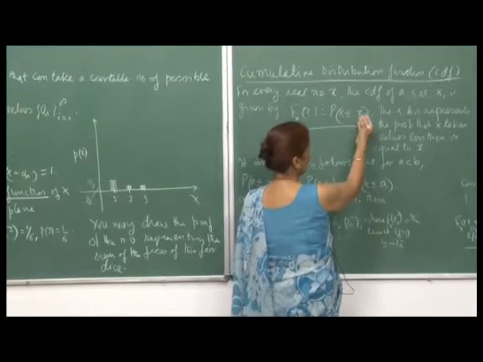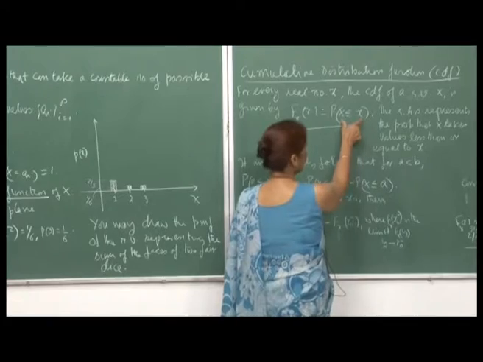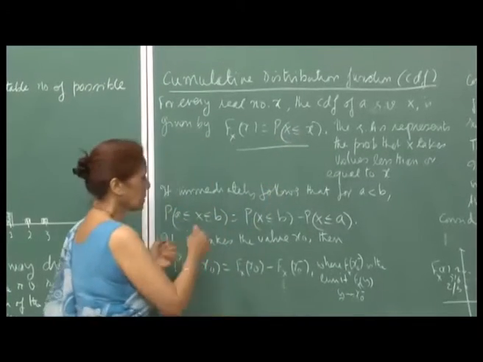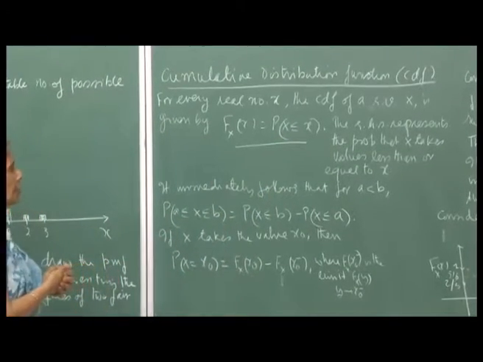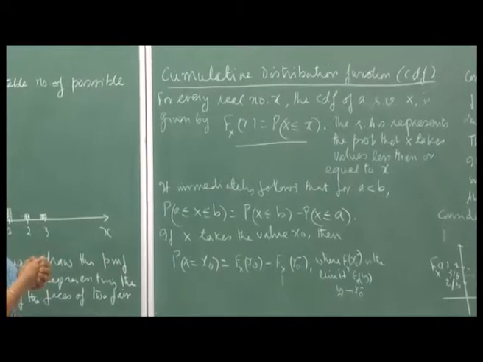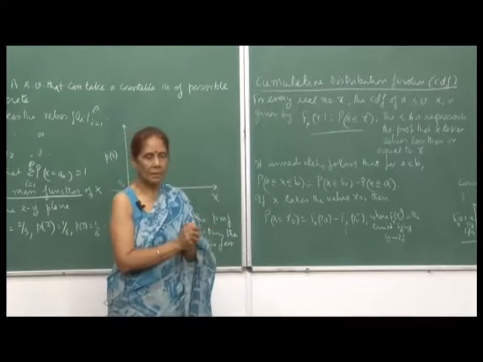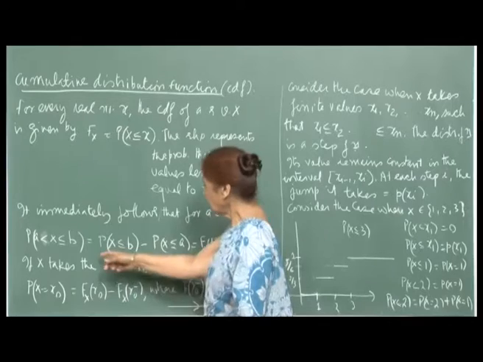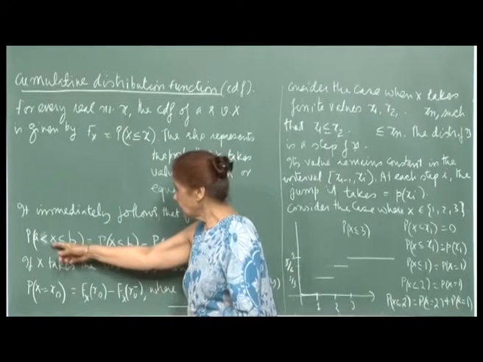And so, here the right hand side is actually the probability that your random variable x takes all values less than or equal to small x. Okay, this is the idea.